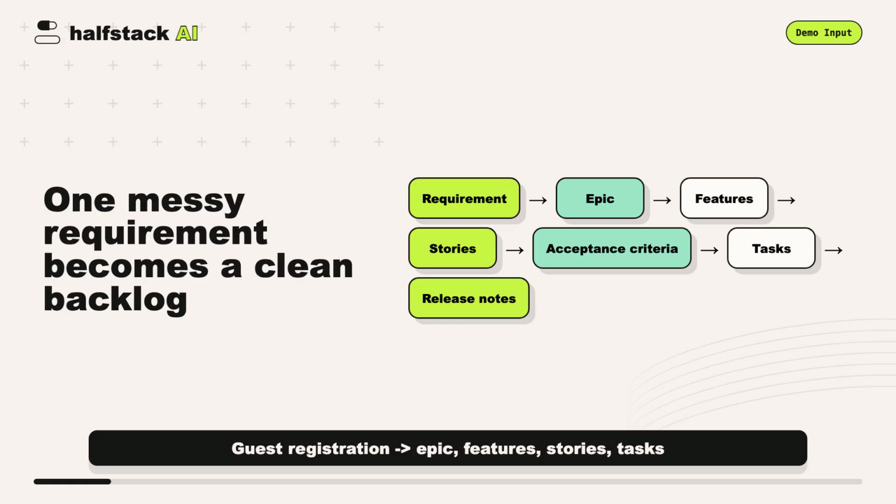The agent's job is to unpack the requirement into a structure a delivery team can review. The human's job is to challenge it, remove noise, add missing constraints, and decide what actually belongs in the next increment.